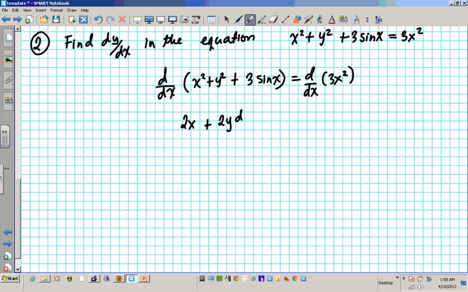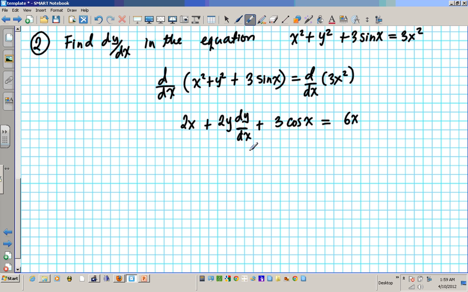dy/dx does not cancel out, so we have to put it, because this variable does not match the variable of differentiation, what we're differentiating with respect to. Plus, we can factor the 3. The derivative of sine is cosine x dx/dx. The dx's cancel out, so we don't need that. And then here is simply going to be 6x dx/dx, that goes away.